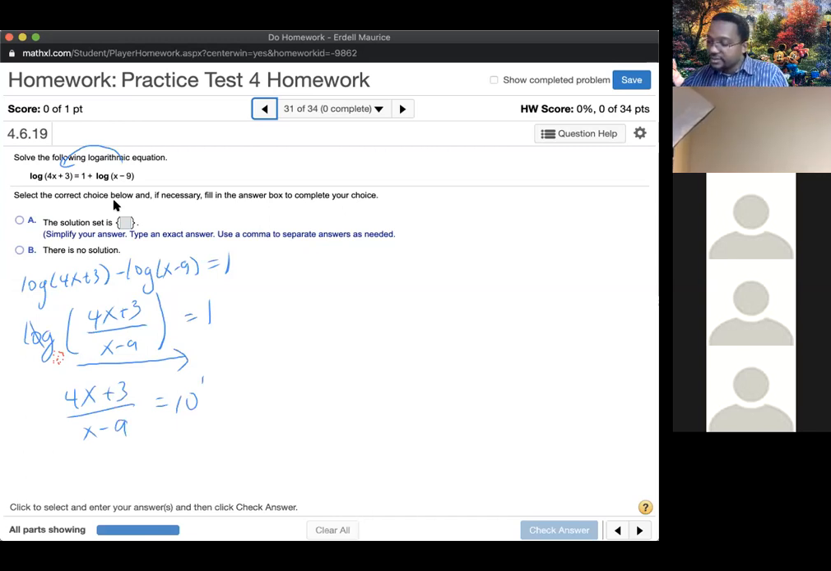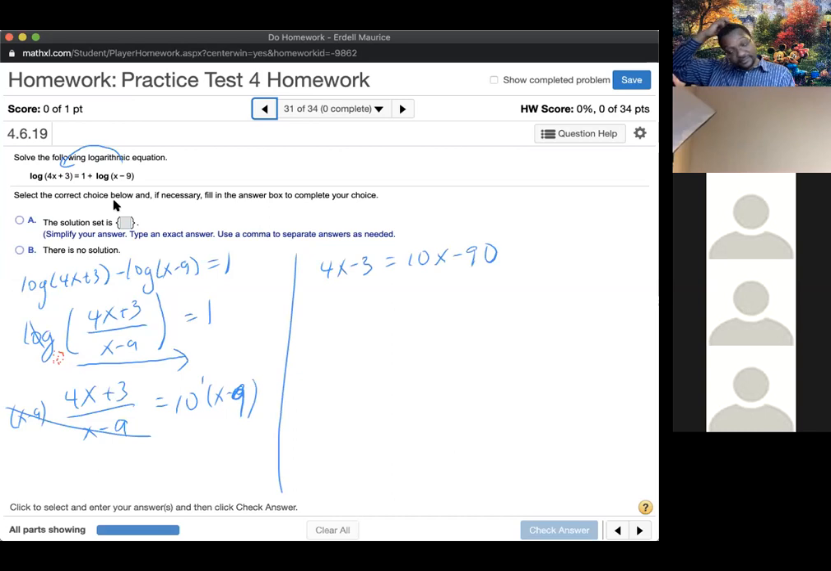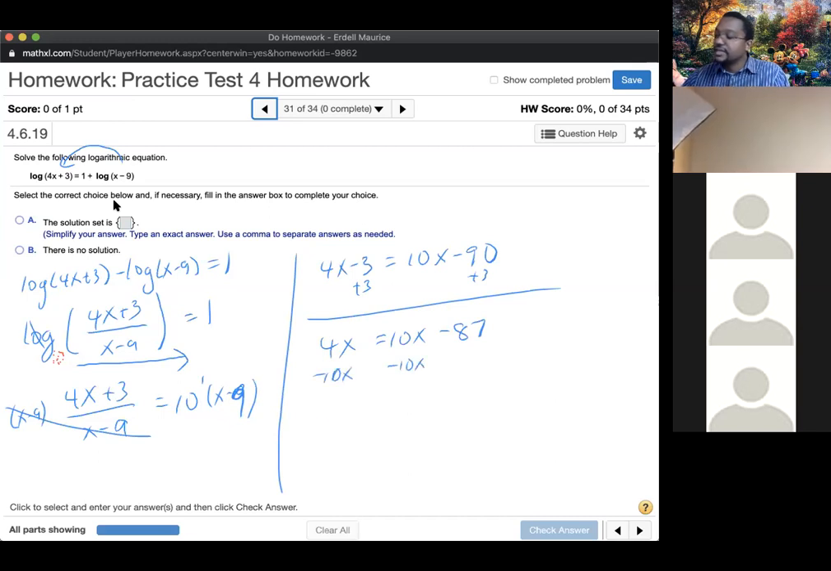And so now right here, you have your x minus 9. That's your denominator. So you multiply both sides by x minus 9. And so you get, after these cancel out, 4x minus 3 is equal to 10x minus 90. Oh my goodness, is that really the number 90? Add 3 to both sides. 4x is equal to 10x minus 87. Subtract 10x from both sides. Negative 6x is equal to negative 87.